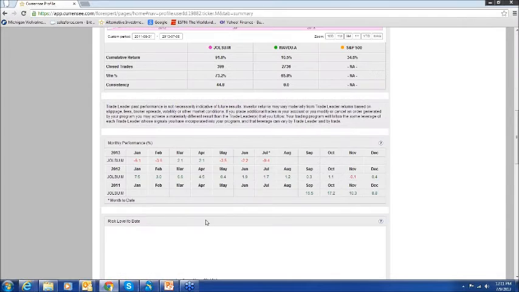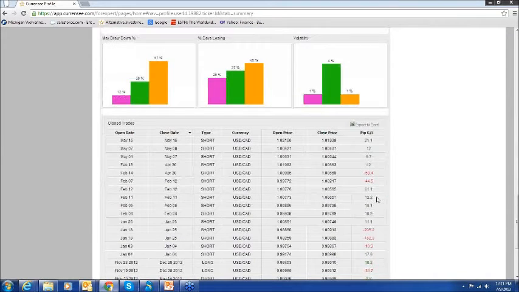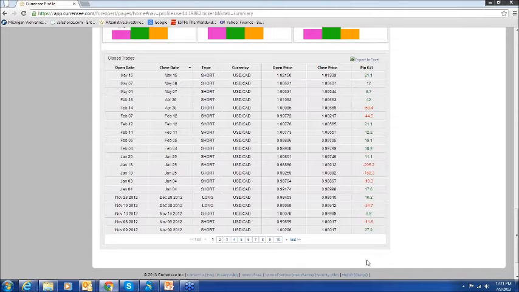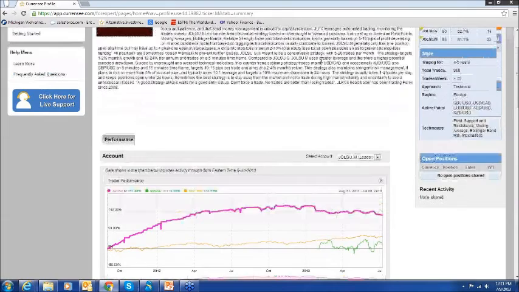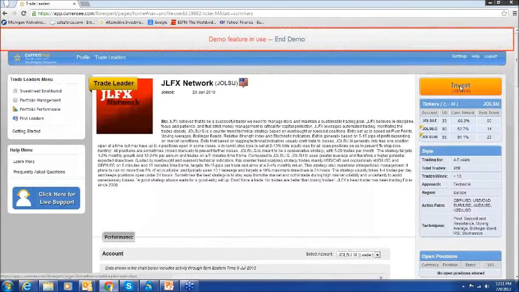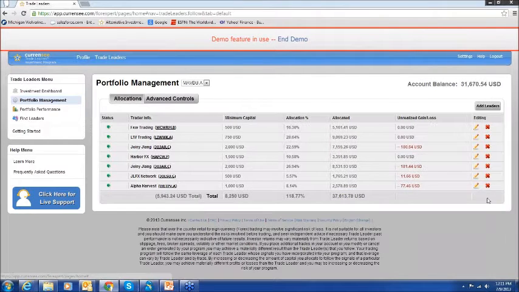And down below on this tear sheet, it'll show you month-to-month live performance since we've been following this particular trader in a live environment. And then finally down below, not only will you see every trade on your account, you will also see every trade on the trade leader's account, so full transparency. In the event you like what you see and you want to invest, simply click the orange tab. The minimum allocated capital will populate. You can adjust from here. Click Save. The next trade that trade leader opens, you will take part in.